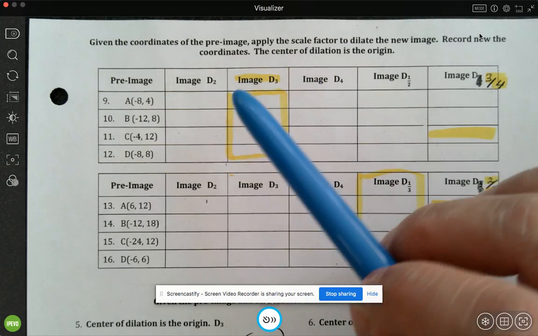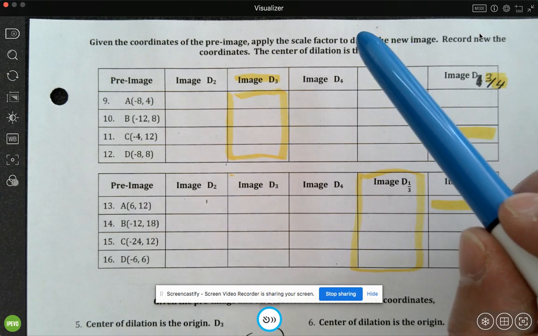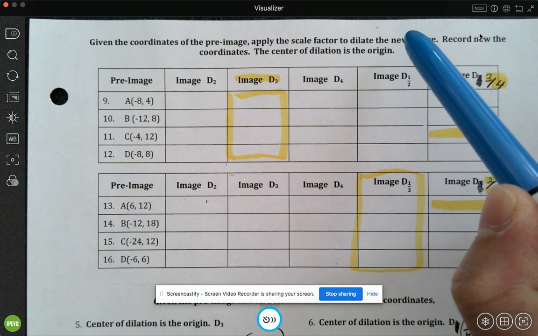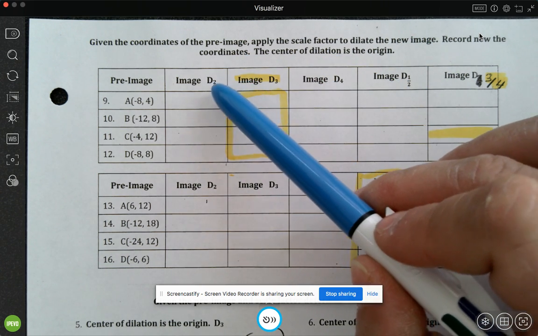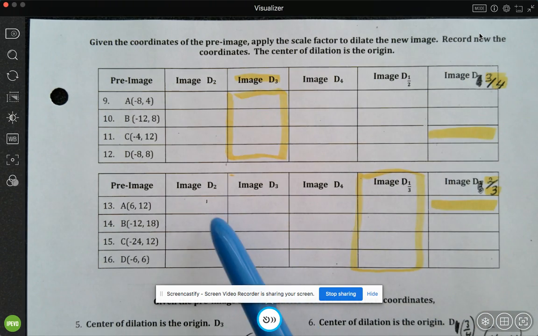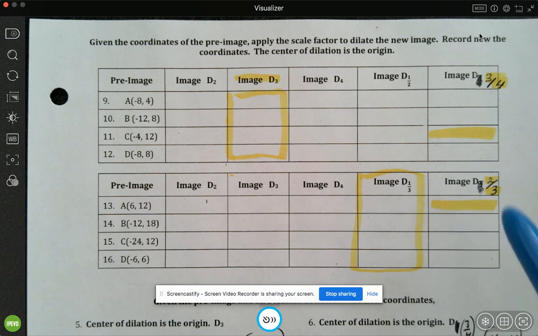So I highlighted the parts I'm going to do for you so you can understand where you're going with this. In the first section, it says, given the coordinates of the pre-image, so these are your coordinates, apply the scale factors, record the new coordinates from the center of dilation around the origin. So basically, these are your scale factors: 2, 3, 4, a half, and 3/4. Same ones here, except I changed this one to 1/3, and this one to 2/3. So I want you to practice some fractions that you have to multiply it all out. So we'll start on the easy one.